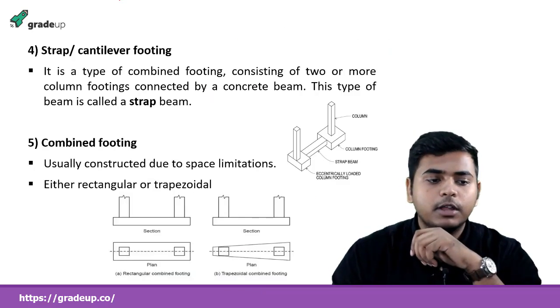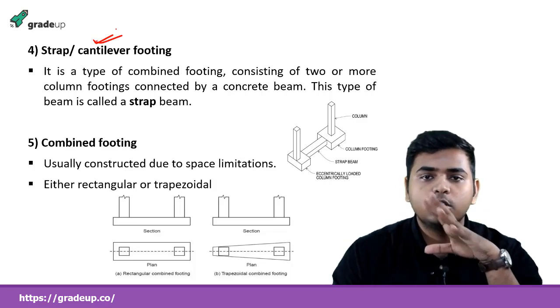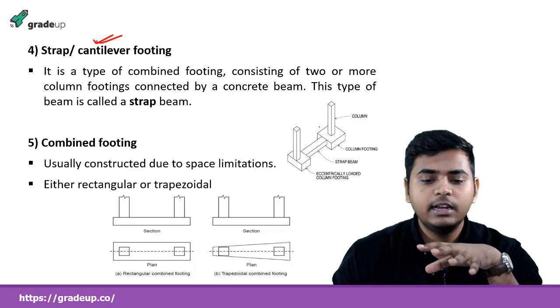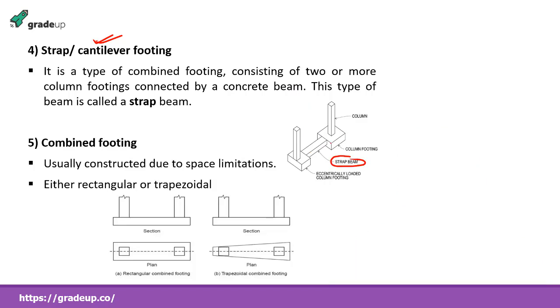Now another type of footing we can see, that is strap or cantilever footing. Now here two columns are attached by a strap beam. Okay, this is the strap beam and two columns, as you can see, and this is also known as tie beam. Okay, and it is used to prevent differential settlement, that is, there must not be any difference in the settlement of both these columns, both these columns have to settle the same depth.